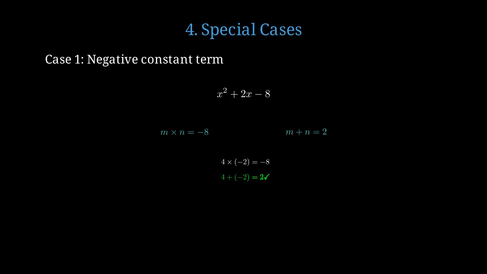There are special cases we need to watch for when factoring. When the constant c is negative, one factor must be positive and one negative. For example, factor x squared plus 2x minus 8. We need numbers that multiply to negative 8 and add to 2. The numbers 4 and negative 2 work perfectly. So x squared plus 2x minus 8 factors to x plus 4 times x minus 2.